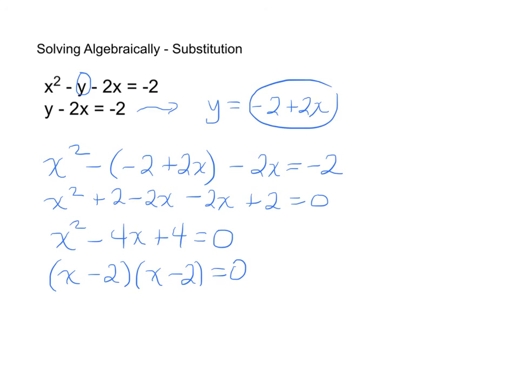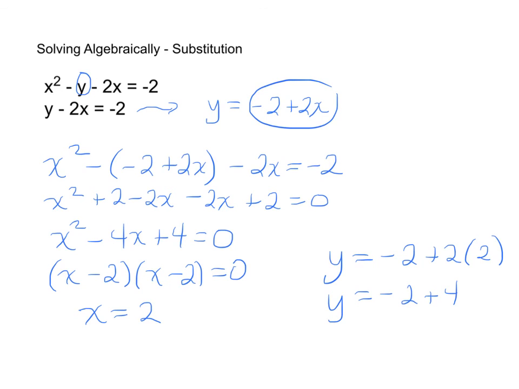So what does x equal? 2. How many solutions does this one have? Only one solution. Because x equals 2 from this factor, x equals 2 from this factor. So there's only one solution. And then I still need to find the y value, but we know y equals negative 2 plus 2x, so y equals negative 2 plus 2 times 2, because x is 2. That's a lot of 2's. And this comes out to y equals 2. So the answer is 2 and 2 if you're writing it as an ordered pair.